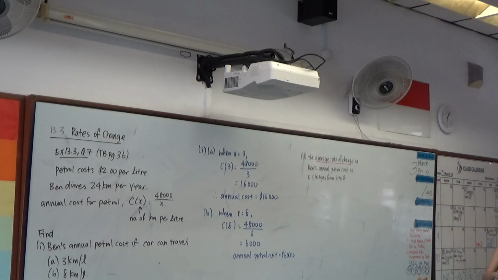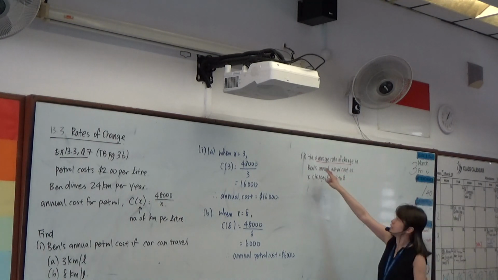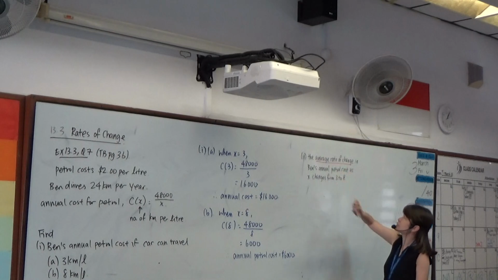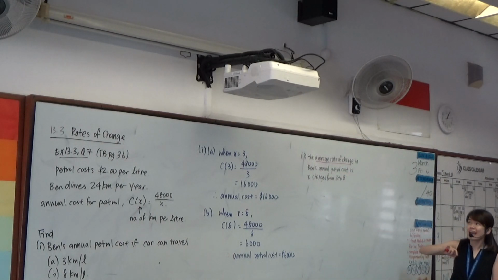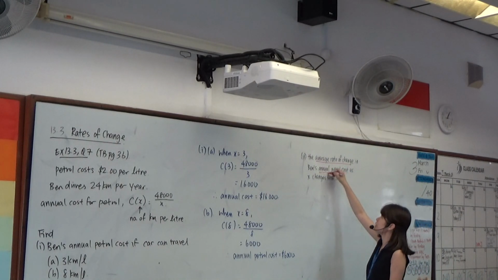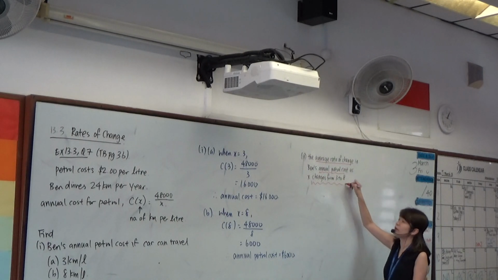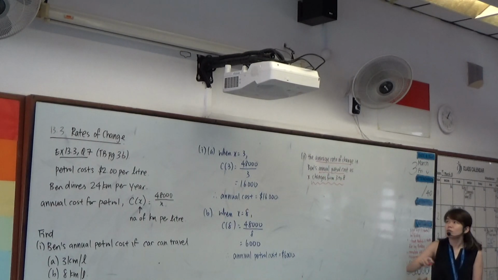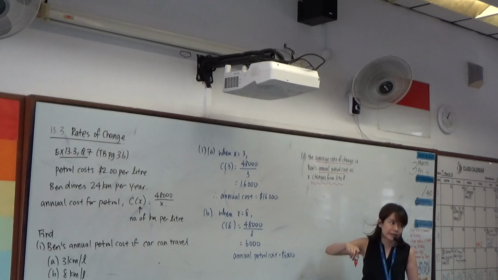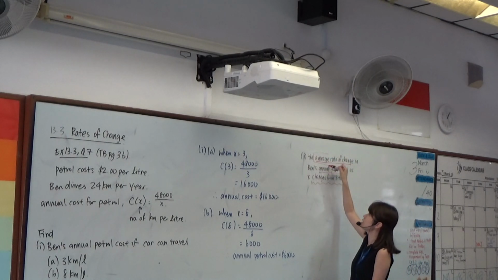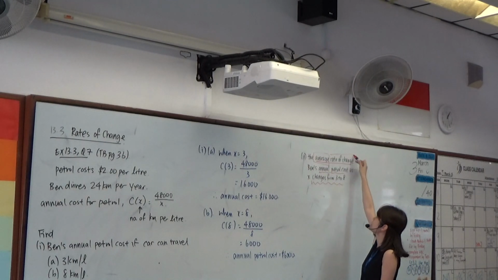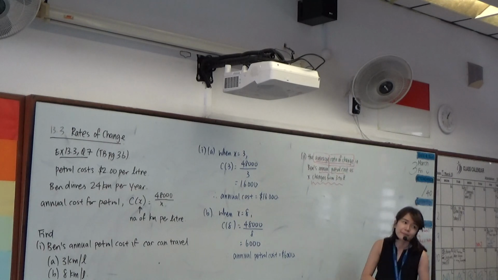The purpose of highlighting this question is to bring our attention to part 2. Okay, part 2 says that we want you to find the average rate of change in Ben's annual petrol cost, okay, as X changes from 3 to 8. Alright, so what exactly does this question want? Because they brought out the words average and then they also want us to find rate of change.